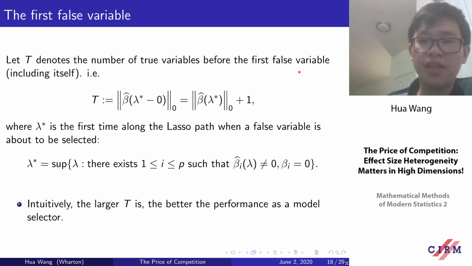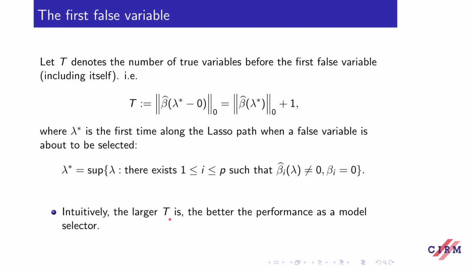Let me give you an example. Suppose along your lasso path, the very first variable you discover is true, and the second one is also true. But with the decrease of your lambda, the third variable that enters your lasso path is, unfortunately, a false discovery. In that case, T is equal to 3. Intuitively speaking, the larger T is, the better the performance as a model selector. In the extreme case, if T equals K plus 1, then you can simply set the cutoff at the Kth point. Then you will automatically recover the full set of the true variables and achieve model selection consistency. So in this case, we expect T to be as large as possible.